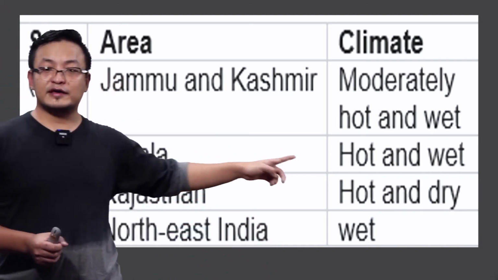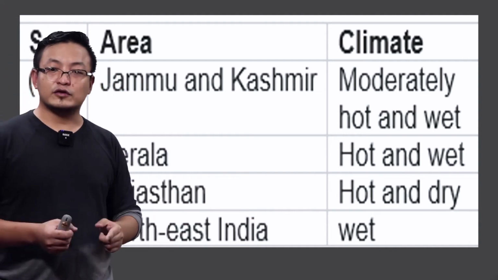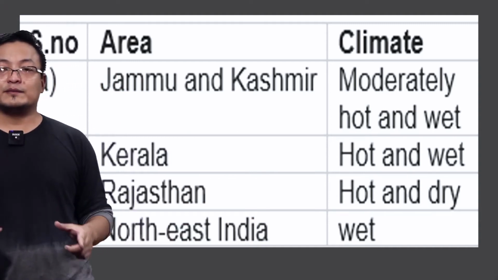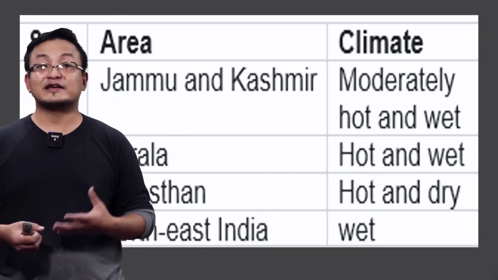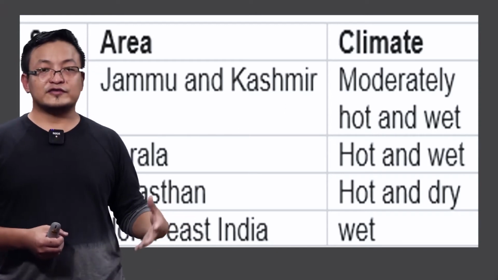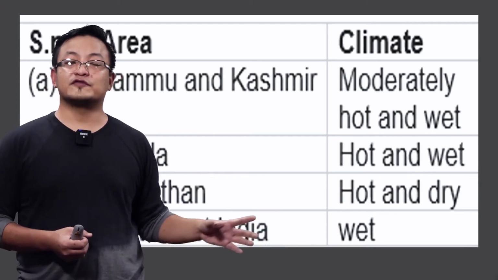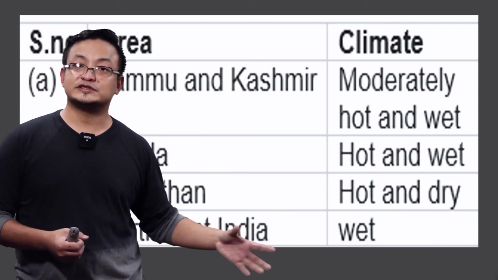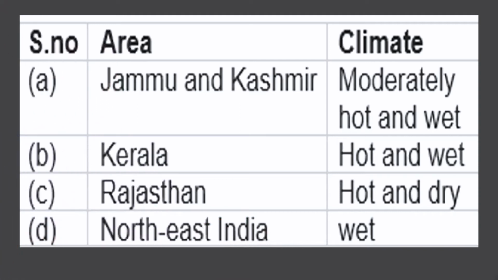So hot and dry. Now, in the northeastern region, it is wet, because we all know that we experience a lot of rainfall, right? So in the northeastern part of India, the climatic condition is wet because of the maximum rainfall which is experienced. So students, you can have a look at this table and you can note it down.